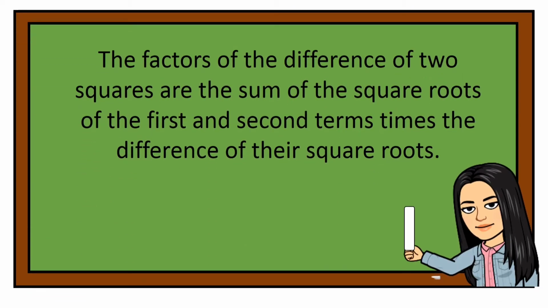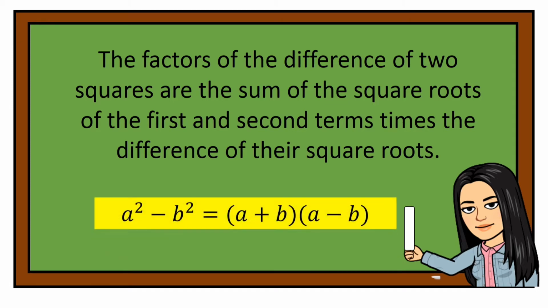The factors of the difference of two squares are the sum of the square roots of the first and second terms times the difference of their square roots. So again, this is the pattern. A squared minus b squared is equal to the quantity a plus b times the quantity a minus b.